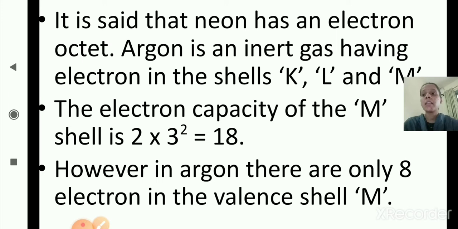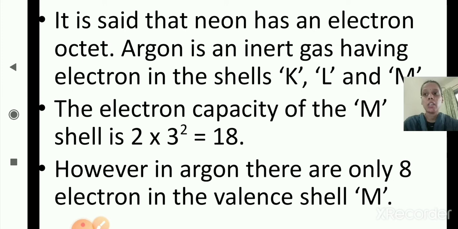Argon is an inert gas having electrons in the shells K, L and M. Now the next inert gas, that is argon. First we have studied helium, second is neon. Now we will see the third one, that is argon. So in argon there are 3 shells, K shell, L shell and M shell. So which is the outermost shell in argon? M shell.